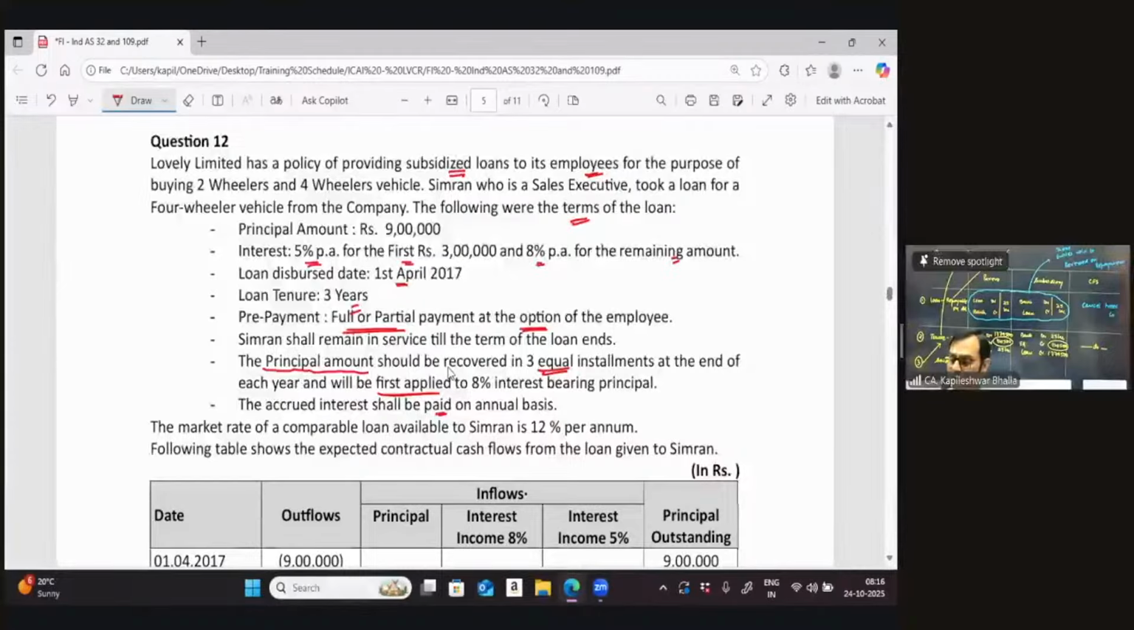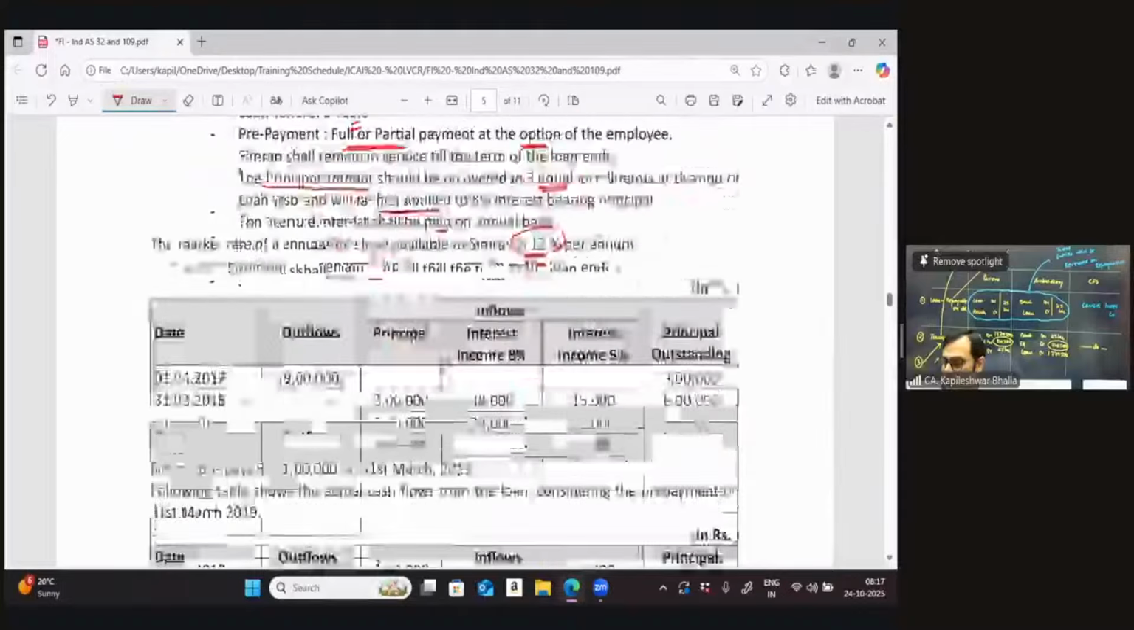The market rate of interest is 12%. So in any case, the interest rates contracted are 5 and 8, and the market rate is 12. Undoubtedly, it is an off-market transaction, and if it is an off-market transaction, I think all the inputs which we discussed would flow.